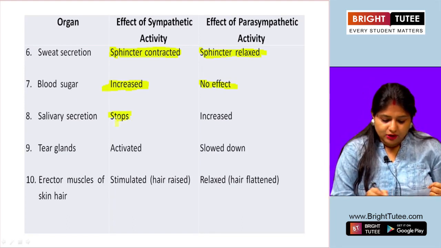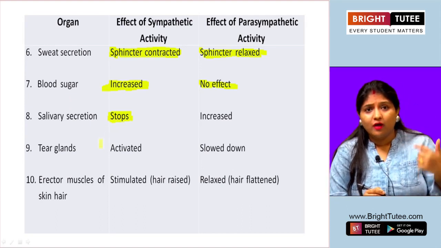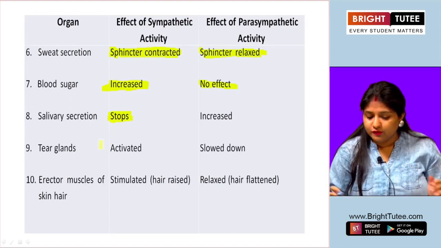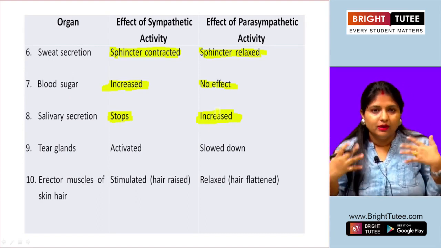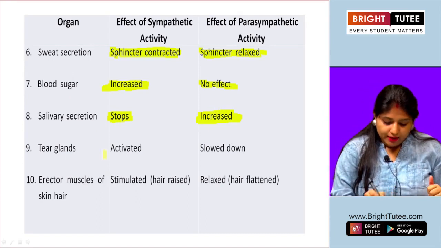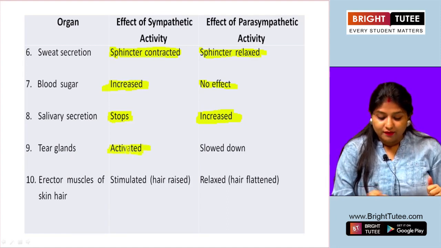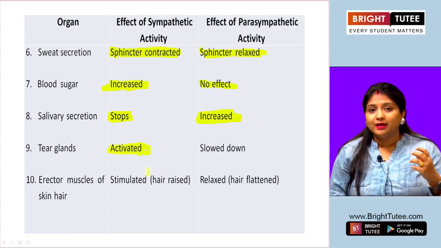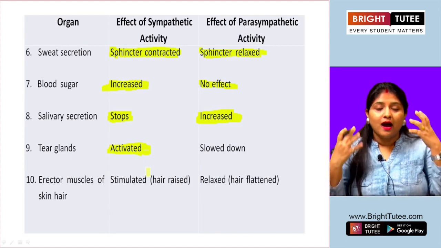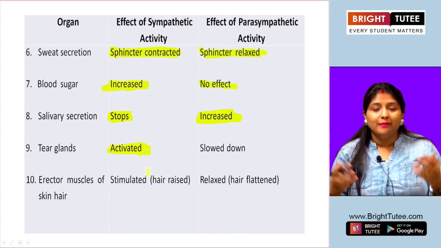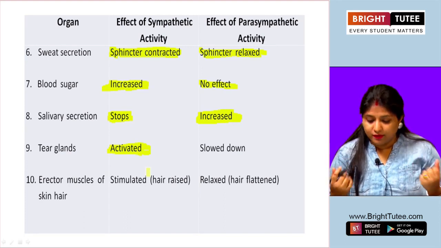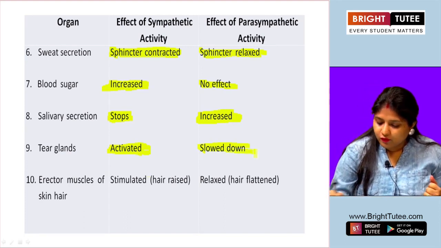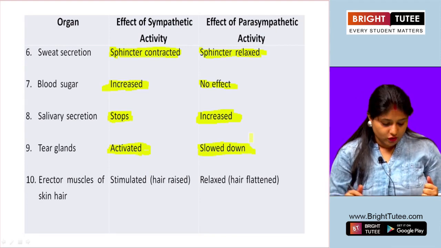Then salivary secretion stops, the mouth feels dry, but as soon as the emergency situation is gone, it increases and you can feel the saliva coming back to your mouth. Tear glands are activated. So a person, when he or she is very afraid, sometimes involuntarily starts tearing up, right? They don't want to cry, but this situation happens, right? And then this process slows down after the emergency situation is gone.